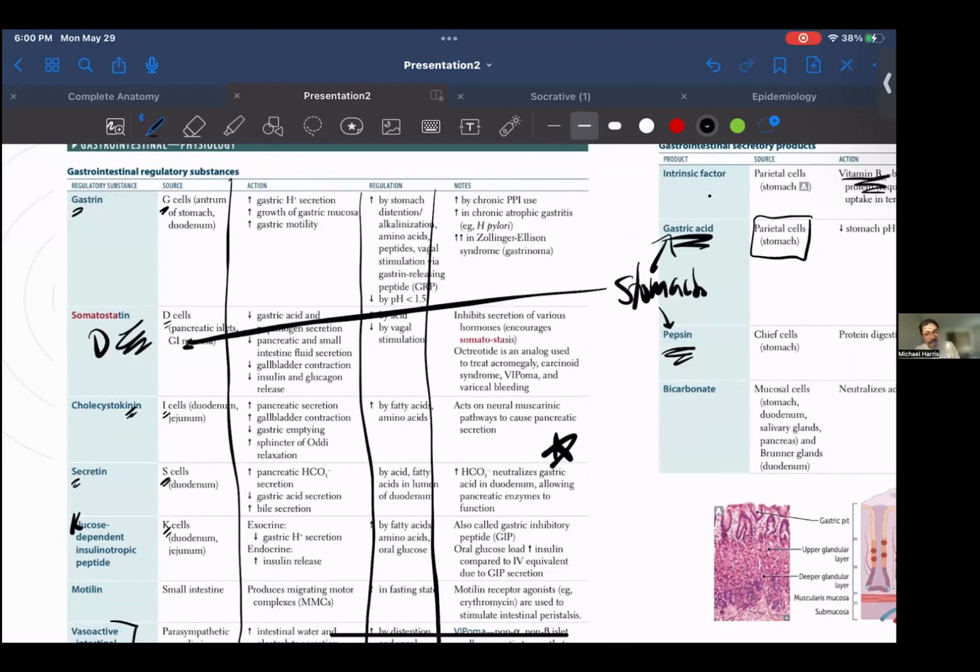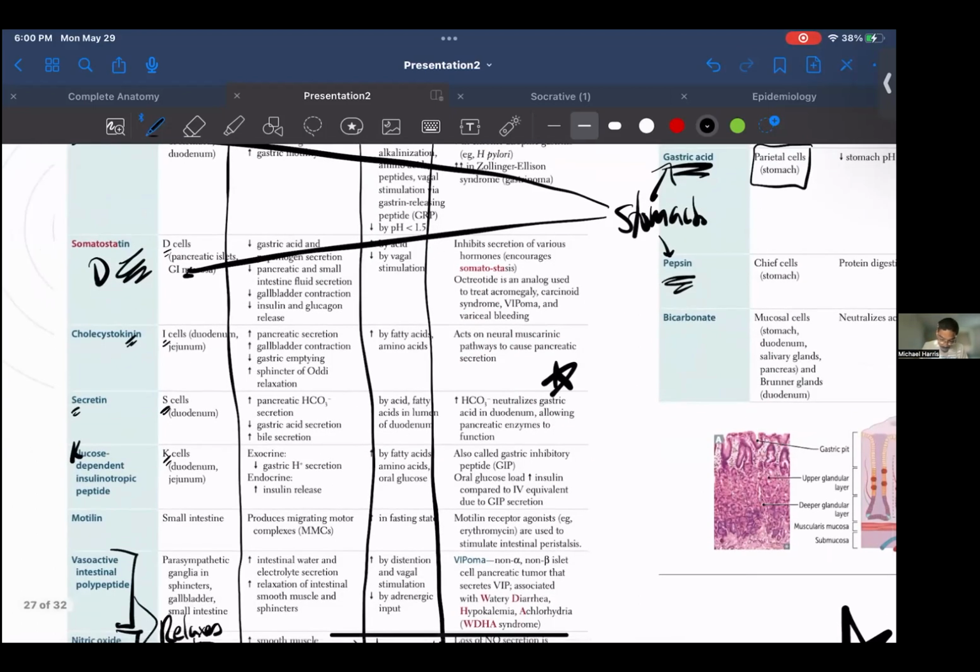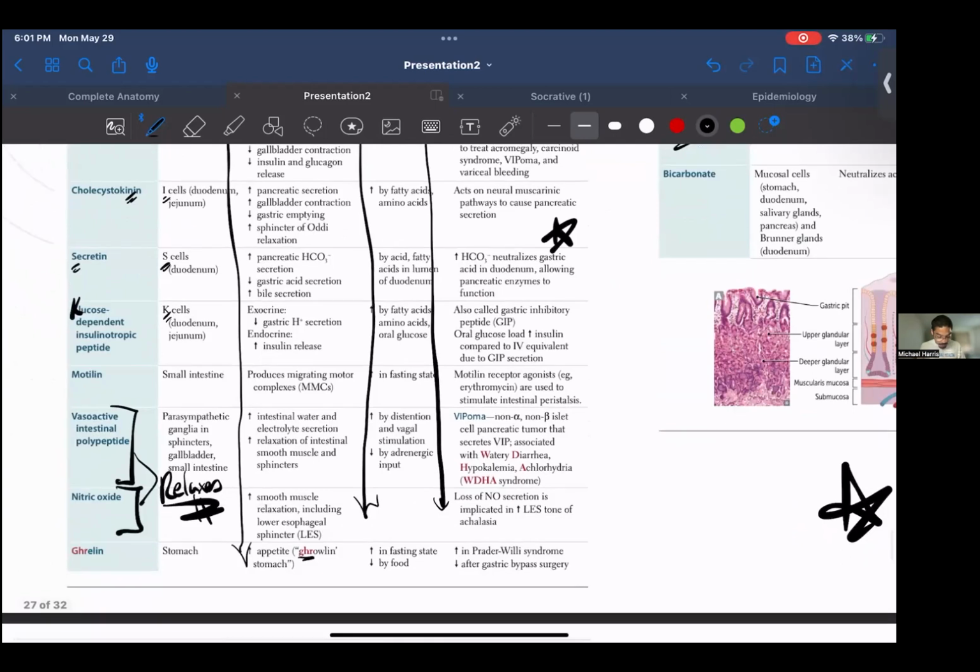That's another way that you can help condense this stuff down. Well, are we in the stomach? Then we're thinking of gastrin, somatostatin, gastric acid, pepsin. Those are the guys we're thinking of. Even motilin. Even some portions of motilin can come from there, and ghrelin.